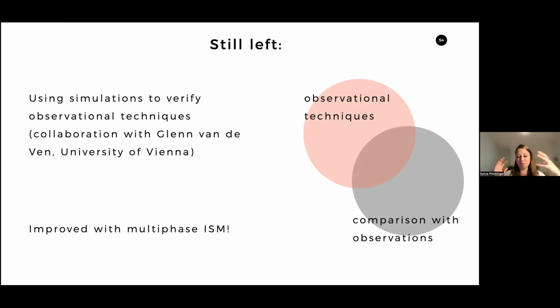So we want to look at it from all angles, but this is something that is a new collaboration that I'm now starting. Christoph has mentioned in the introduction that I will be working in Vienna from September on. And there I will be working with Glenn van der Ven and his group, who is doing a lot of dynamical modeling of galaxies, to really see how our simulations can also help maybe to validate different observational techniques and to see whether there is also something that needs to be done from the observational side to make it easier to compare with simulations, in addition to all the efforts that we do from the simulation side to make them match the observations better. And this is also improved with the multi-phase ISM because more things are already directly modeled and we don't have to make assumptions after the fact on how different things are structured.